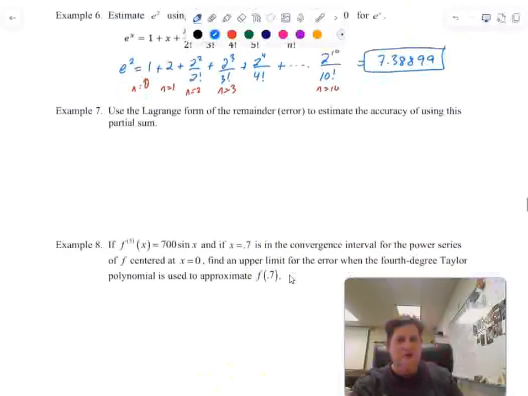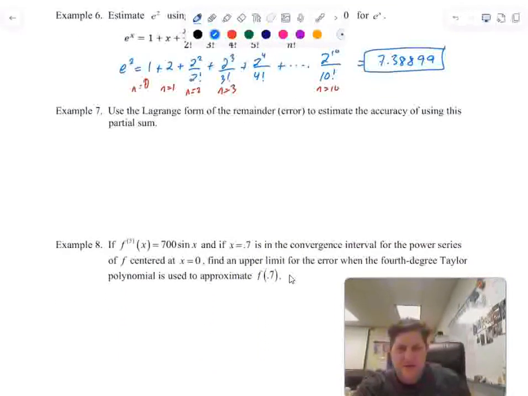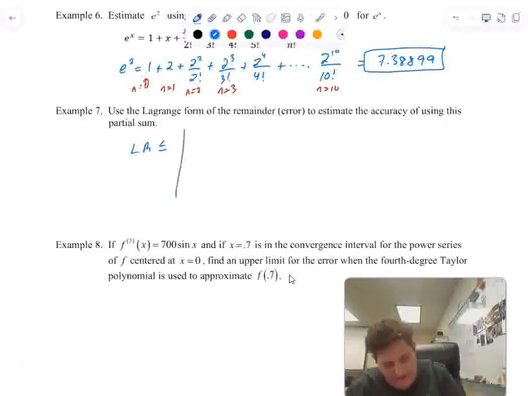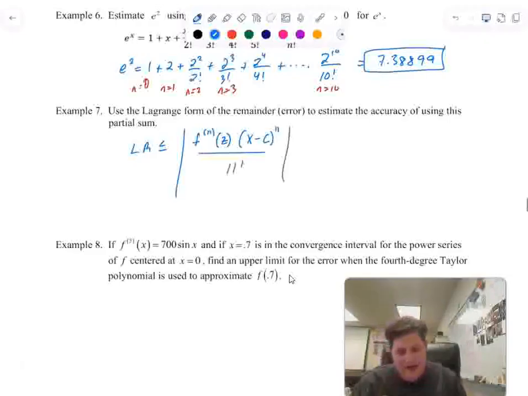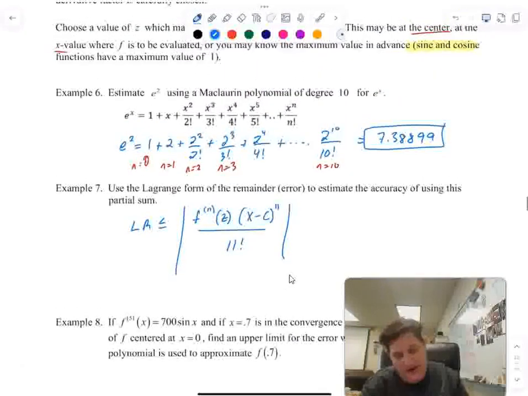Now, use the Lagrange form of the remainder to estimate the accuracy of using this partial sum. So what's the accuracy? I always go like this. My Lagrange remainder is less than or equal to... I know I'm going to the 11th, so it's x minus c to the 11 over 11 factorial, because that's the next term.